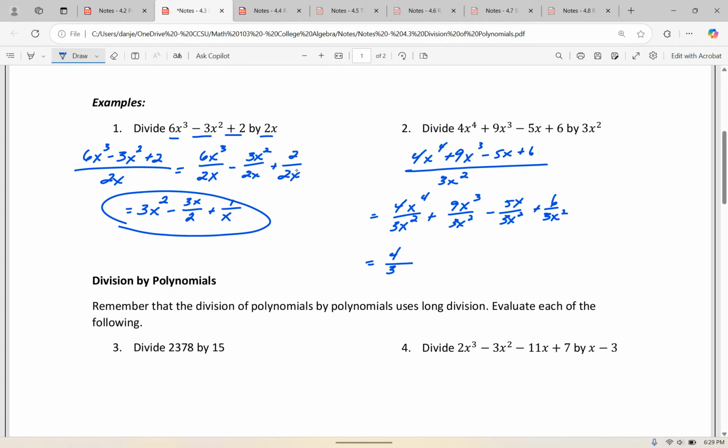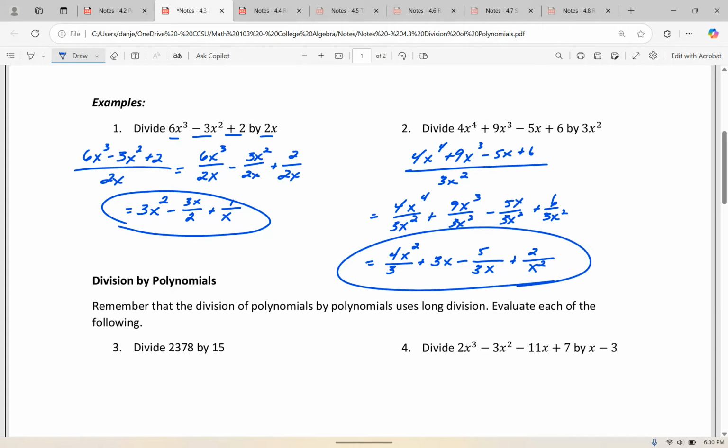X to the fourth divided by x squared is x squared. Next, we have 9 divided by 3, which is 3. I'm not going to need this fraction because 9 divided by 3 is 3. X to the third divided by x squared is just x. Next fraction, 5 divided by 3 does not simplify. And then we have x divided by x squared. That's just going to leave me x in the denominator. And then finally, 6 divided by 3 is 2, and we just have the x squared in the denominator. And we are divided.